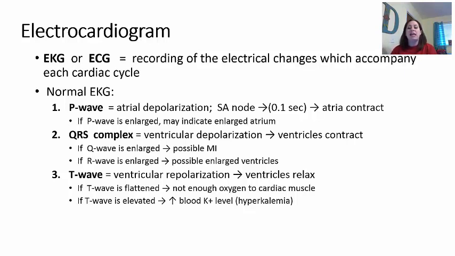Okay, so it's really important that the oxygen is there to help create the ATP. If the T wave is elevated, it could be an indication that there is a high potassium level in the blood, and we call this hypercalcemia.